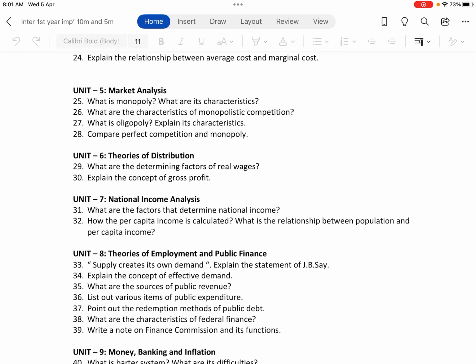And 32nd question, how the per capita income is calculated and what is the relationship between population and per capita income. So you have to mention the meaning of per capita income, the formula, and you have to highlight the relationship between population and per capita income.